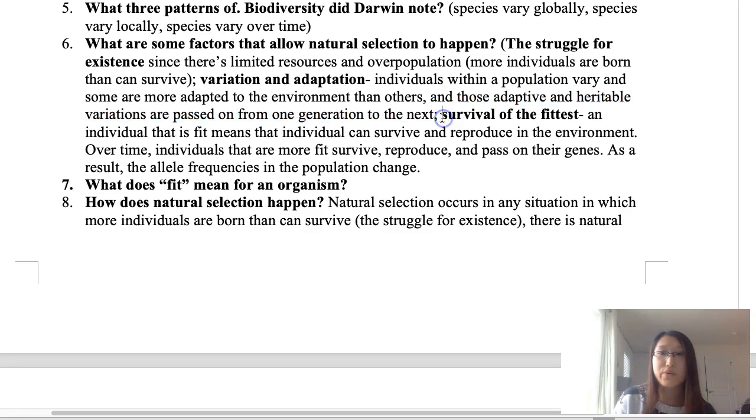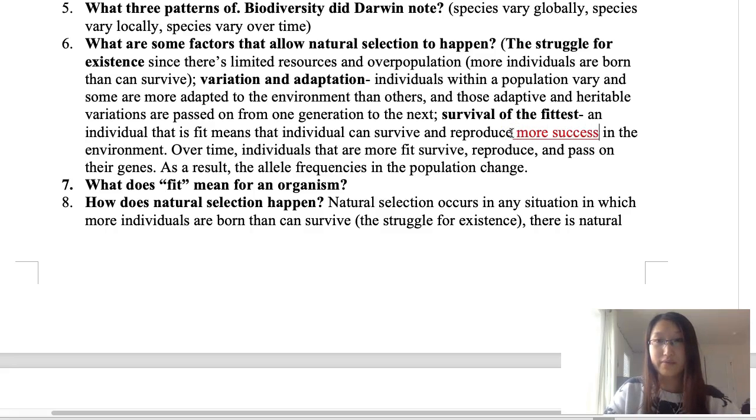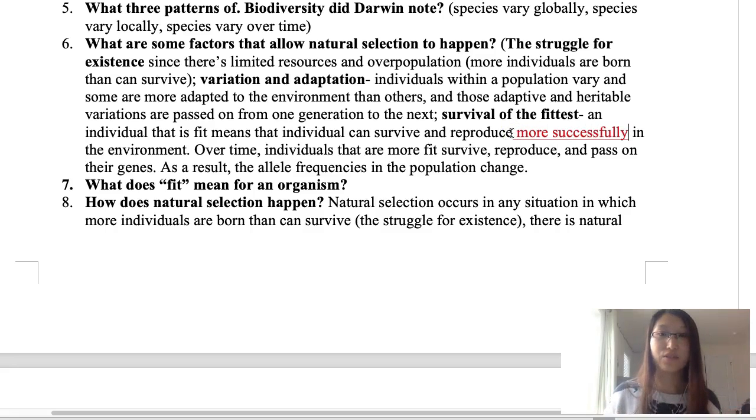The last one is called survival of the fittest. An individual that is fit, you have to know what fit means. It means that the individual can survive and reproduce more successfully in the environment. So it's all determined whether you're fit or not. This is determined by the environment. It's not determined by your own will. Over time, individuals that are more fit get to survive and reproduce and pass on their genes.